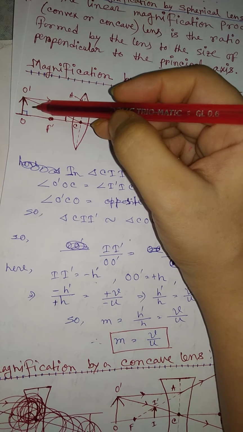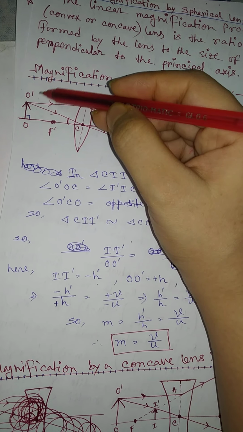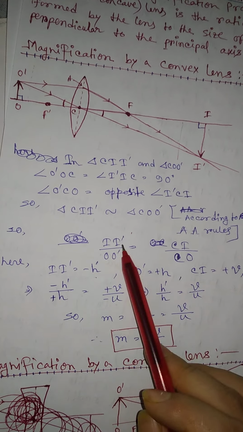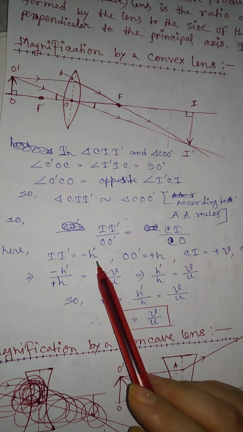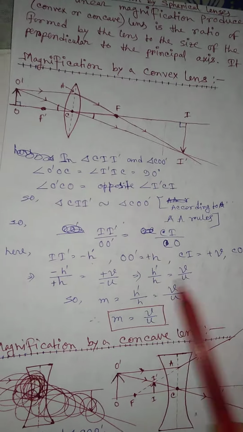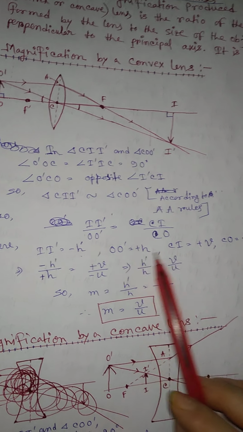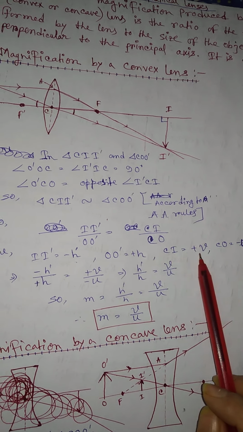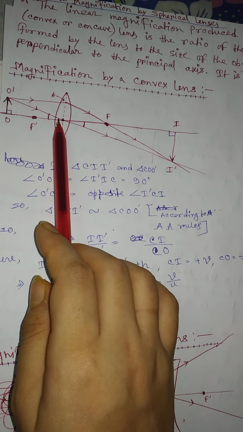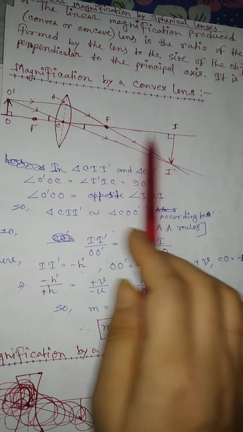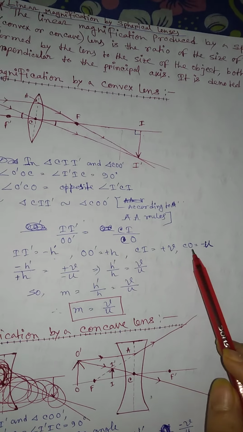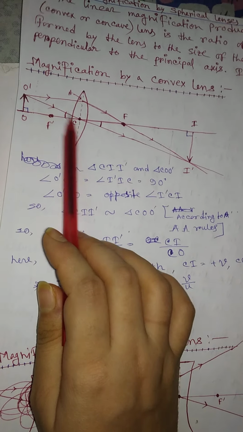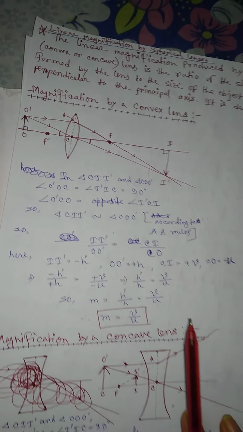Now I dashed equals the height of the image, which is along this side. If we assume that this direction is the positive direction and this one is the negative direction, then I dashed equals minus H dashed, where H dashed is the height of the image. OO dashed equals plus H. CI indicates the image distance, which is plus V, because we measured the image distance along this side, which is the direction of light. Now CO equals minus U, the object's distance, which is along this side. That's why this is negative.